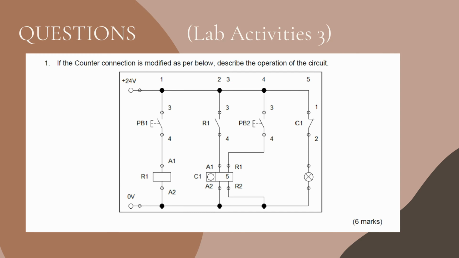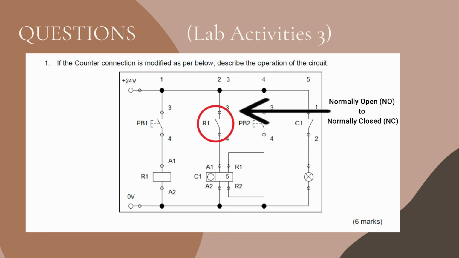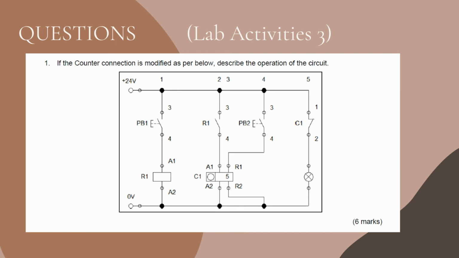Firstly, we just need to turn on the power supply. When the power supply is connected, the counter C1 is closed, so the lamp will turn on. When we press the push button, the voltage supply will flow to the relay coil, which is R1. Relay coil R1 will energize and produce an electromagnetic field. This magnetic field causes the contact of R1 to change from normally open to normally closed.